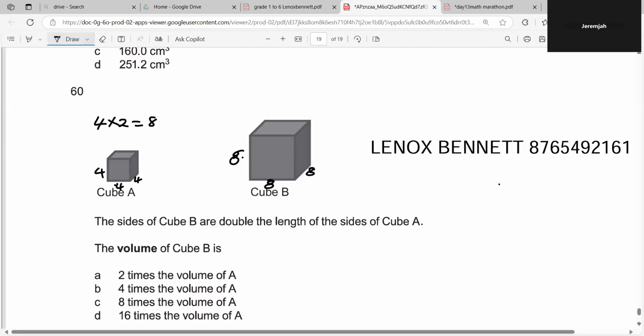And then, sir, after that, I found the volume of cube A. So 4 times 4 is 16. And then 16 times 4: 6 times 4 is 24, you put down the 4 and carry over the 2. And then 4 times 1 is 4, plus the 2 is 6. So for cube A, the volume is 64. So I wrote down the volume. And then for cube B, we can say that 8 times 8.